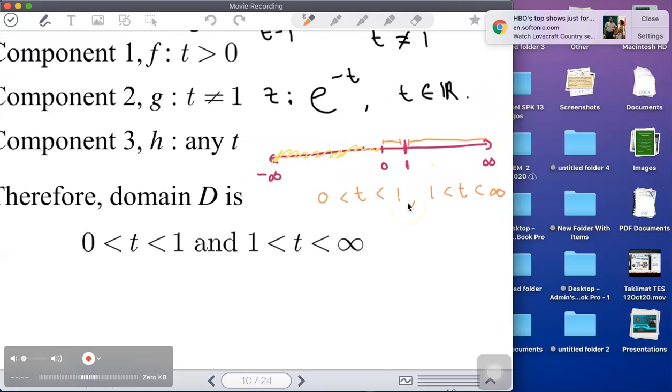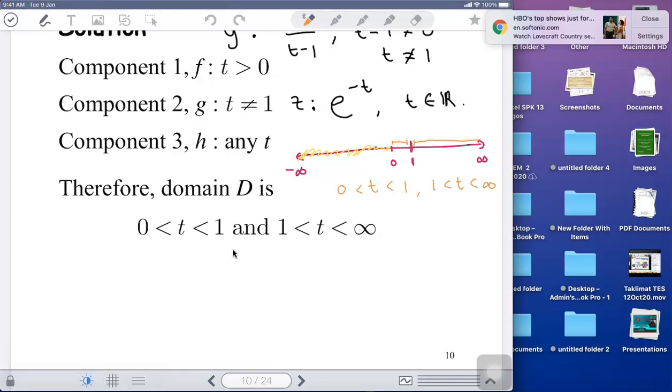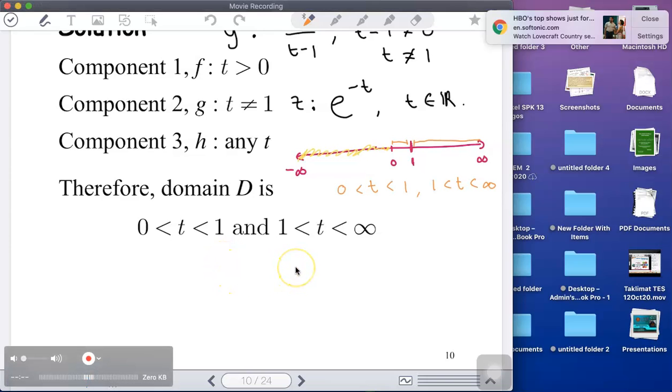So because of that, we can say that the domain of the given function is the interval of t. Because our domain is in the interval of the parameter, we know that the graph of this particular vector function must be a curve in space.